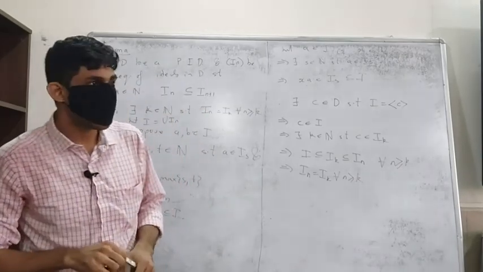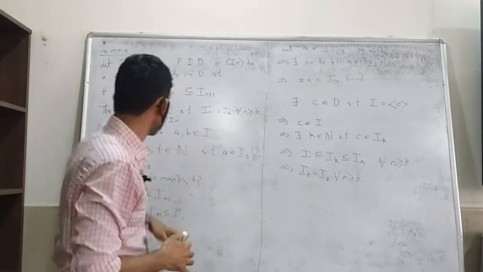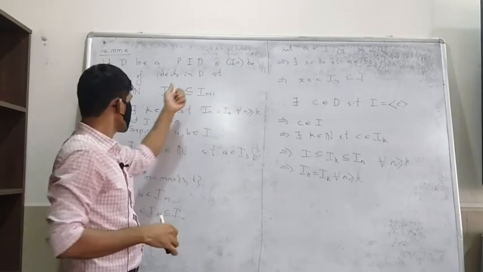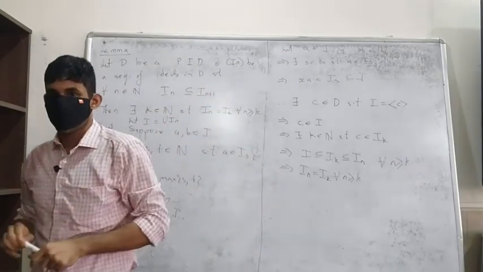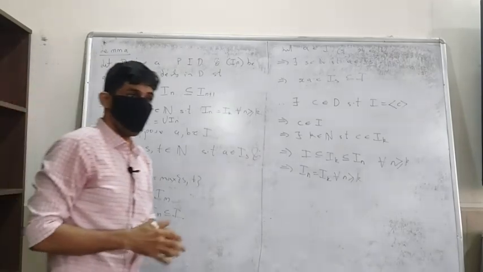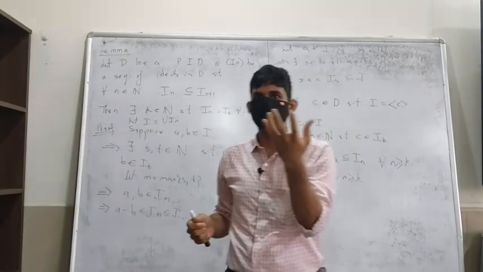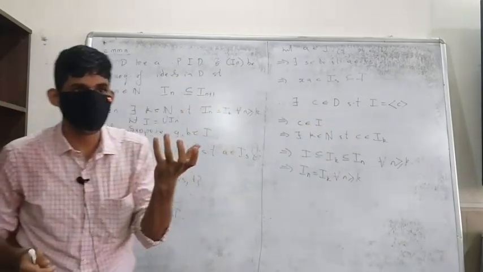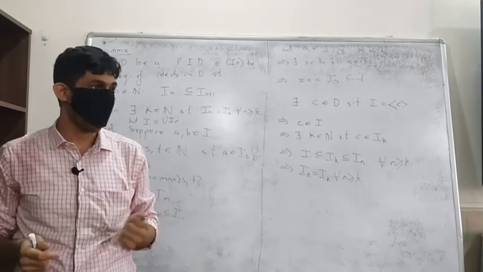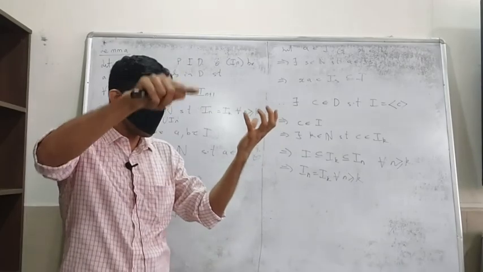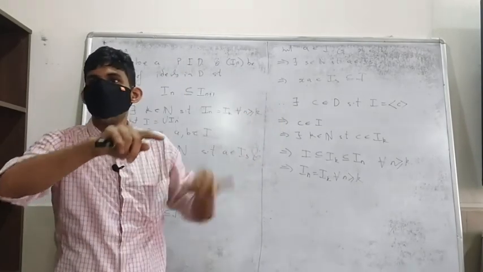Think of what this does in Z. What would happen if you have such a sequence in Z? What does it mean? Say you started with an ideal in Z. What is an ideal in Z? Multiples of some number. What would it mean to say that I2 contains I1?